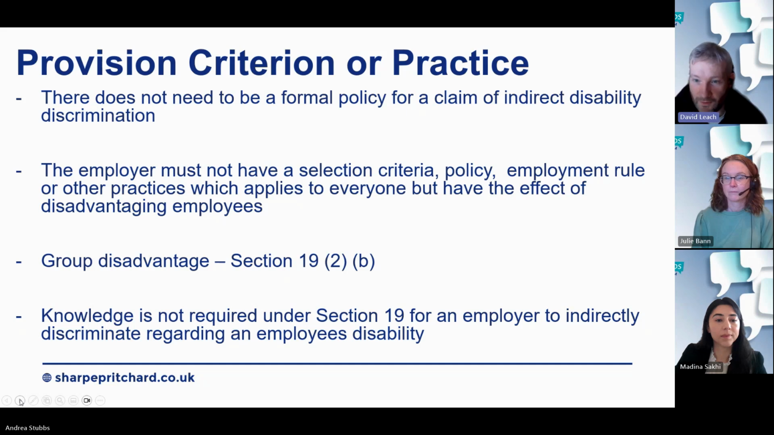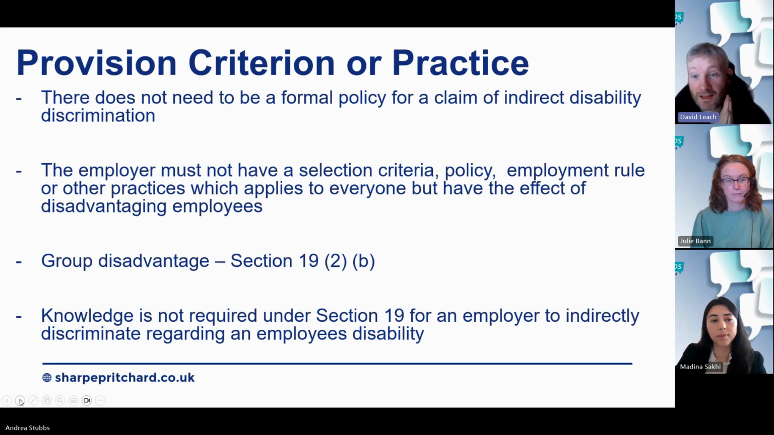It's could it affect disabled people, or could it affect women, in the generalistic view is kind of what's there. But the important thing really is the group disadvantage, and showing that it's not just you that's been disadvantaged, but everyone who shares that protected characteristic to a point.